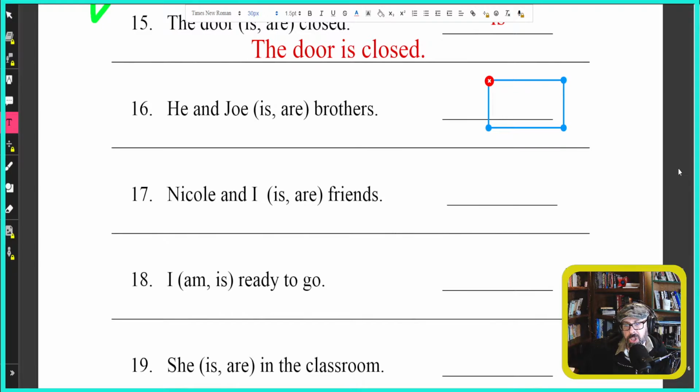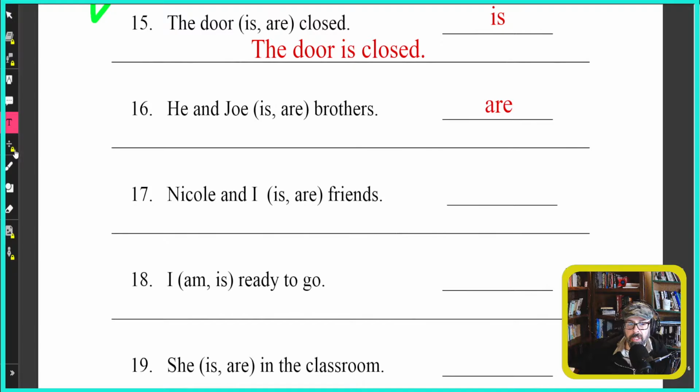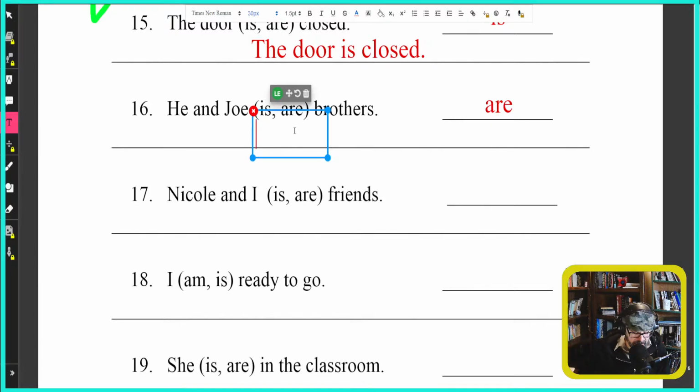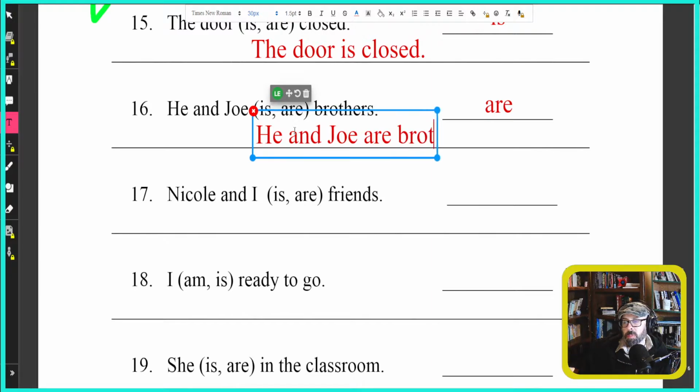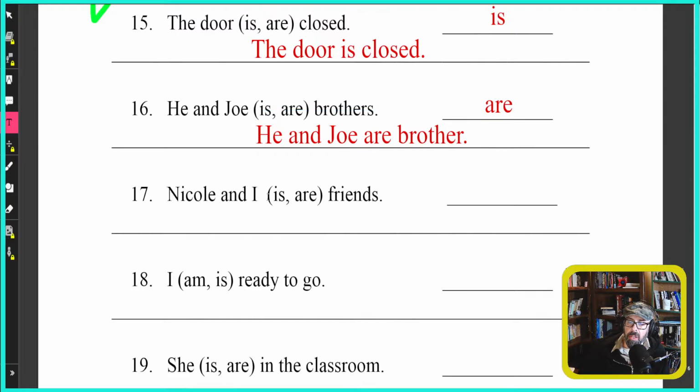Okay, 16. He and Joe are brothers. Okay, writing the full statement. He and Joe are brothers, period. Okay, that's 16. 17.